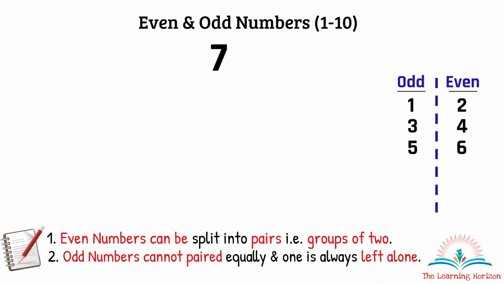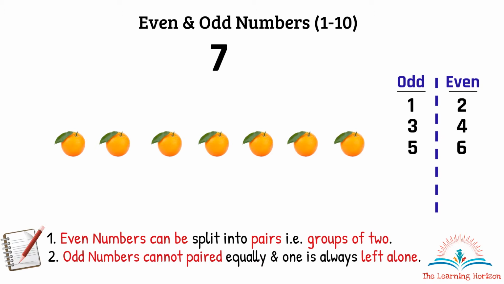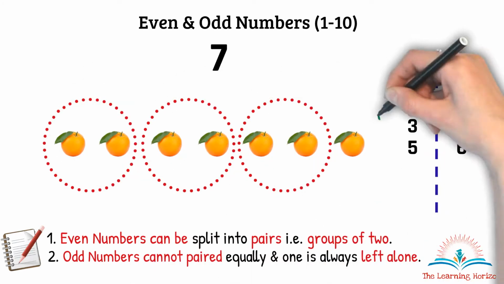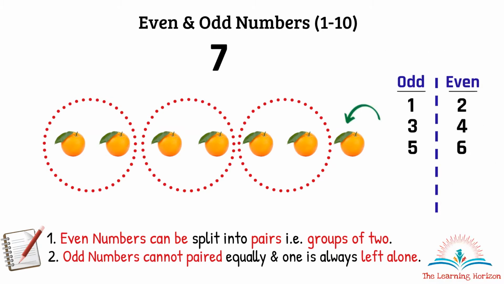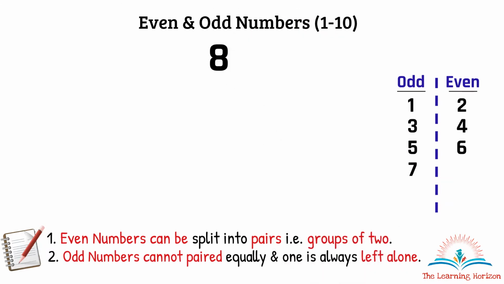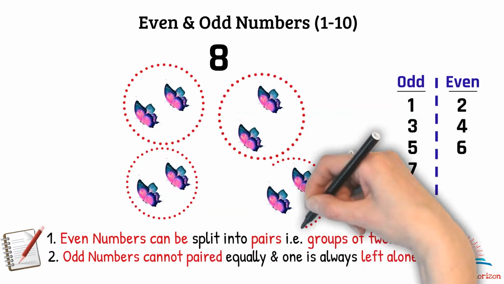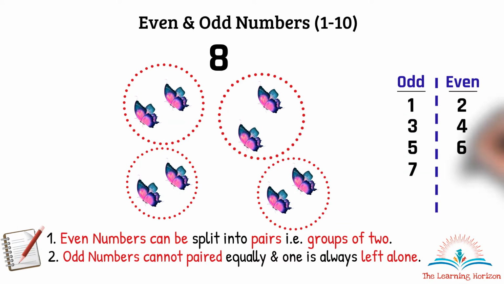Number 7. We have 7 oranges here. Again, group them into 2s. 1 is left alone. So 7 is an odd number. Number 8. 8 butterflies. Groups of 2. Nothing left. So 8 is an even number.